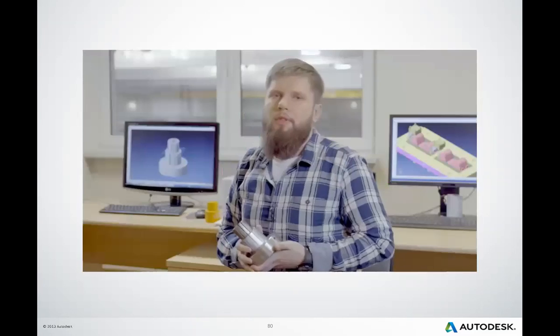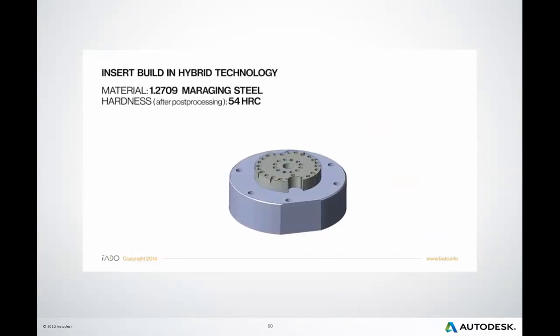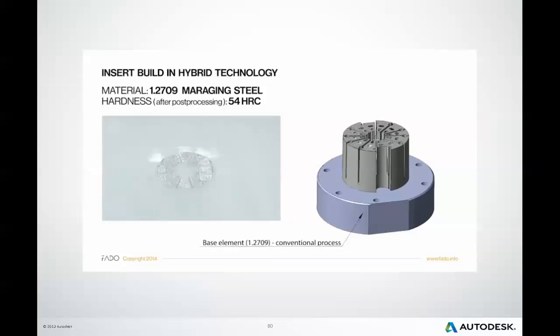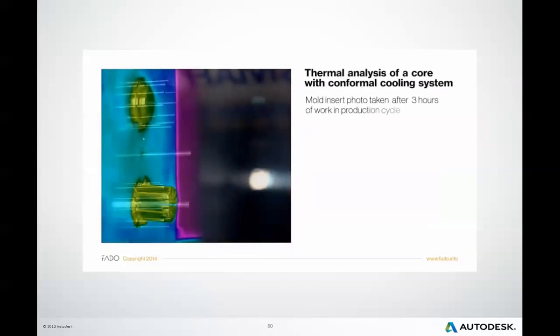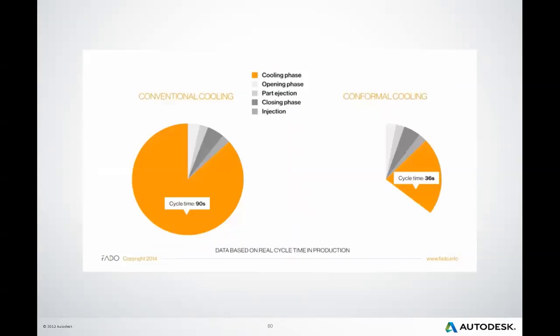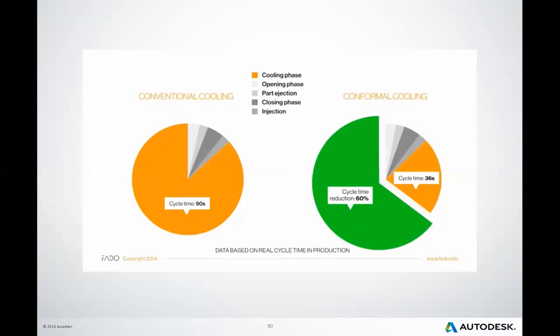It is also a hybrid design. The bottom part was manufactured conventionally, and only the fragment which required cooling optimization was additively built on top. It enabled us to reduce build time and the cost of the insert. Optimizing the cooling design resulted in cycle time reduction from 90 to 36 seconds. In addition, we minimized the material waste from 9 to 0.15%.